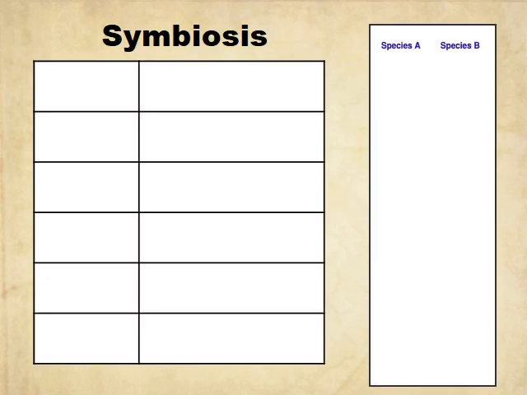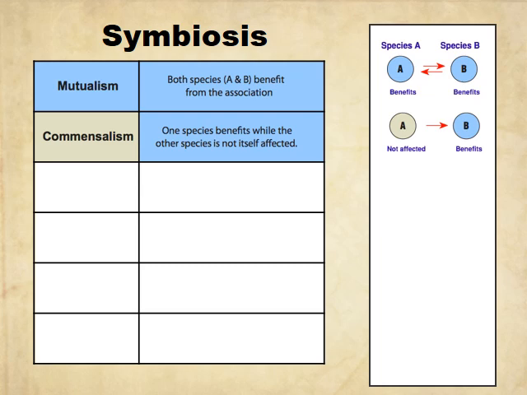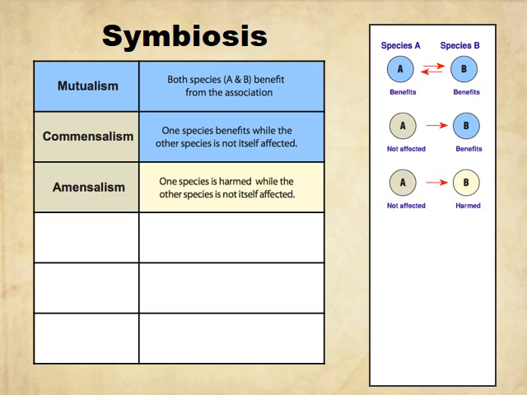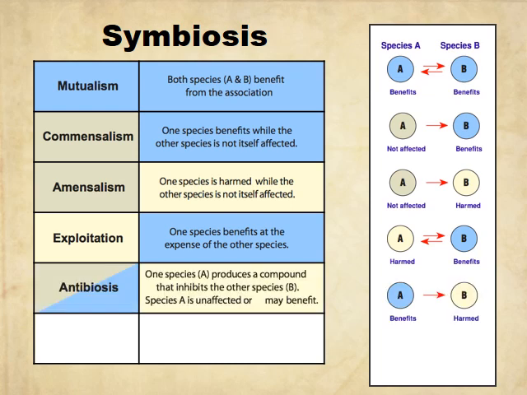So with symbiosis, you have two species interacting with each other. Mutualism, both benefit. Commensalism, one benefits, the other one's like, meh, I'm not really affected by it. Amensalism, one is harmed and the other one is not affected. Exploitation, one benefits at the expense of the other species. Antibiosis, one has a compound that inhibits the other species. Think of it like an antibiotic.